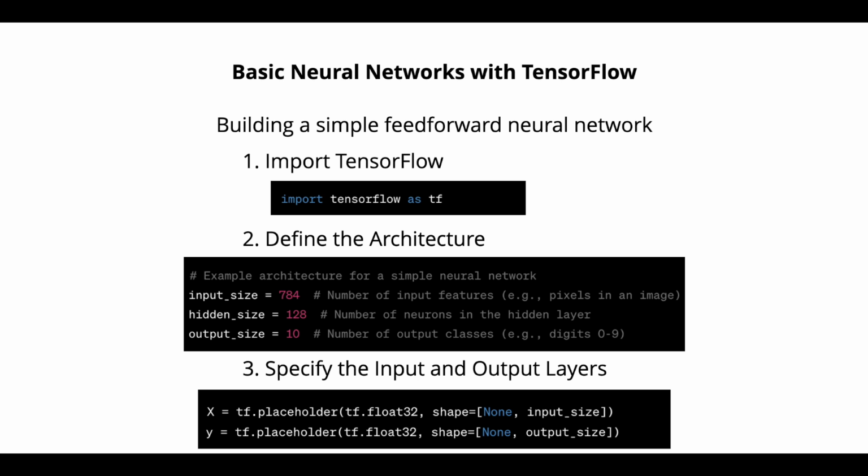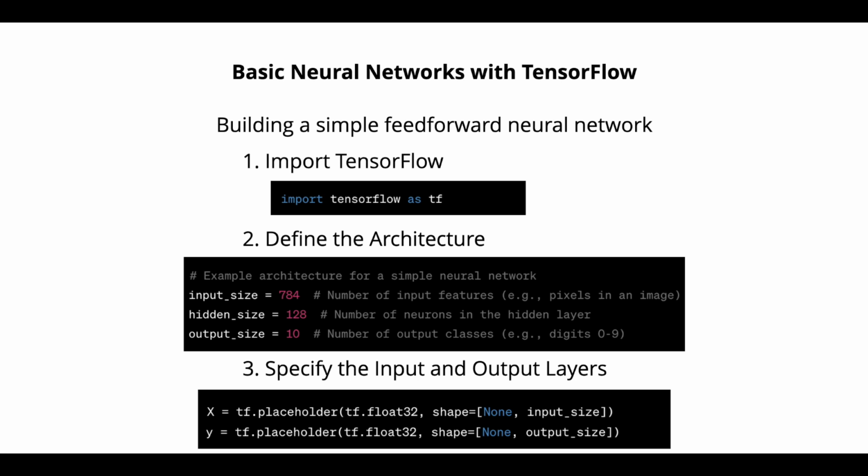Next, define the architecture. Decide on the architecture of your neural network, including the number of input features, the number of hidden layers, the number of neurons in each hidden layer, and the number of output classes for classification tasks. Here is an example: input size equal to 784, hidden size 128, output size equal to 10. Input size 784 is the number of input features, for example pixels in an image. Hidden size is 128, the number of neurons in the hidden layer. Output size 10 is the number of output classes, for example digits 0 to 9.